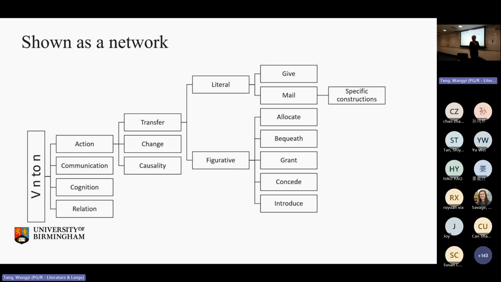So what you see here is the pattern verb noun to noun. There are 4 kinds of meaning: action, communication, cognition, and relation. And if you take just the action one, you can talk about transfer or change or causality. And if you take just the transfer one, you can divide it into literal or figurative. And then if you take the literal one, you've got that give a book to someone, or mail a letter to someone. And under mail, you've got the whole of those specific constructions that we were looking at before.